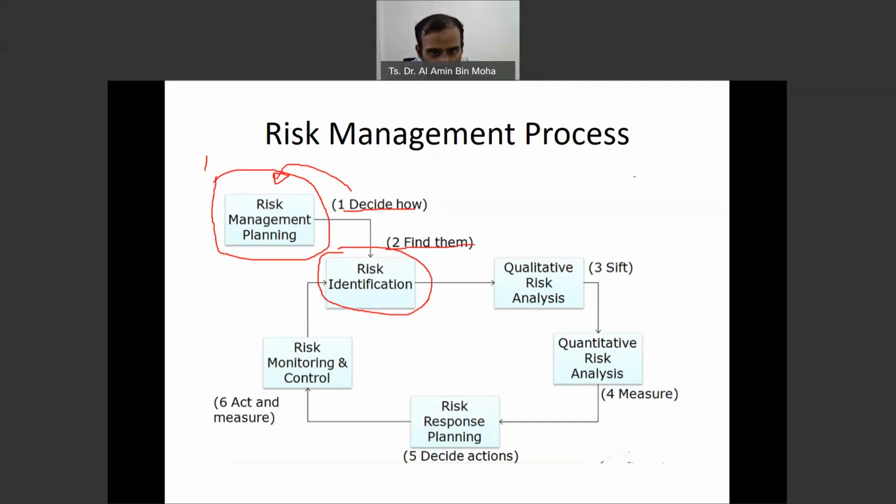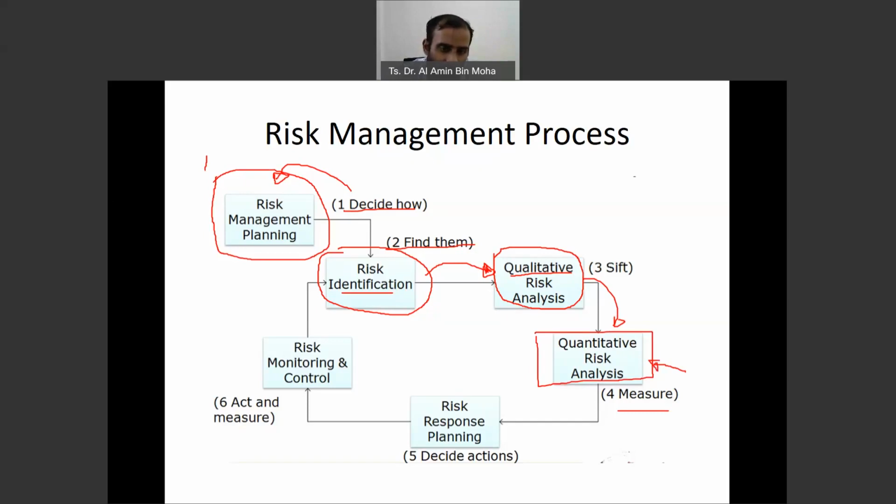And then the third process is qualitative risk analysis. Okay, so we are analyzing them qualitatively. So you have your risks here and then you analyze them. Let's say you identify 20 risks, and then you do some qualitative assessment to sort them, and then you continue with the quantitative risk analysis. This is like you are calculating, you do some mathematical operation to measure the risk impact.